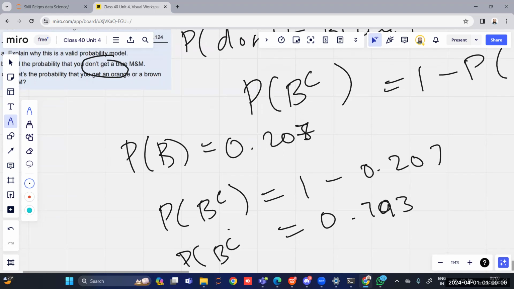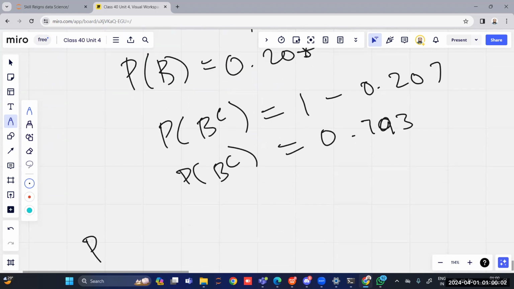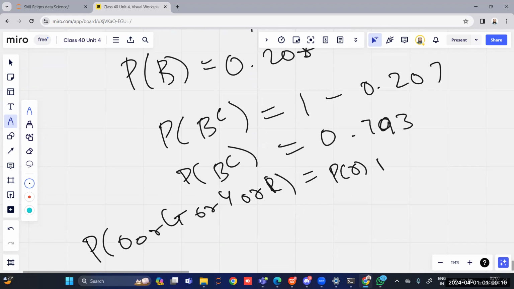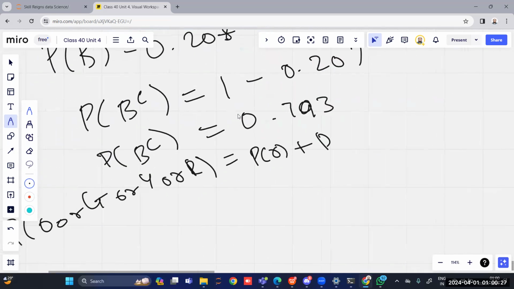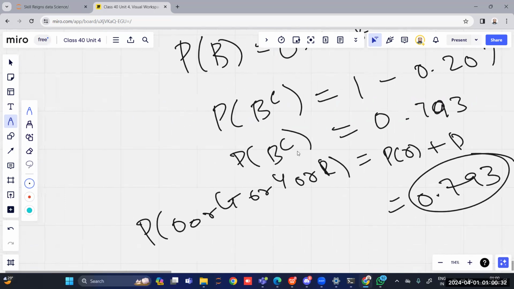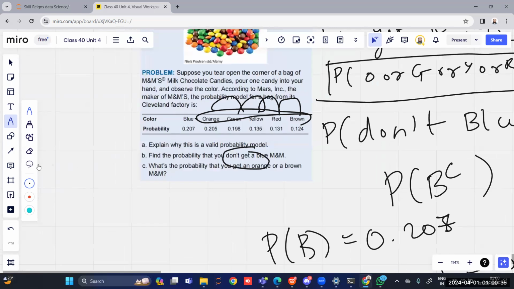And you can verify it. You can verify it by adding the probability of orange or green or yellow or red or brown, because they are mutually exclusive. Why are they mutually exclusive? Because orange and green do not have anything common, green and yellow do not have anything common, or yellow and red and brown, none of them have anything in common. Correct? So you can directly add by the principle. So you will get 0.793. You can check it by adding as homework. Okay, that's the thing. Now next one.